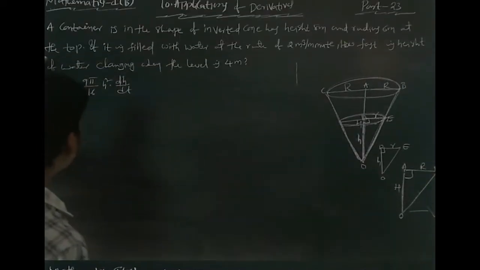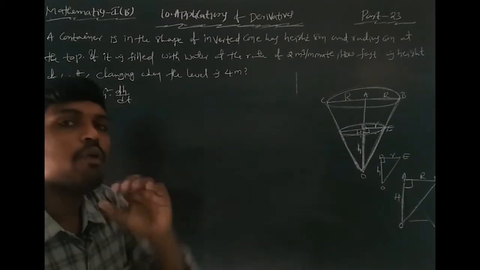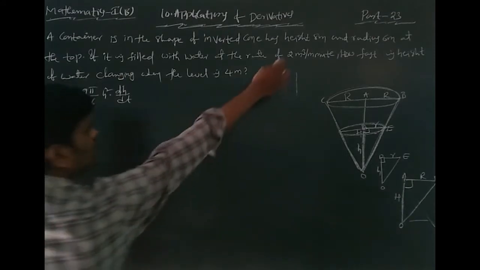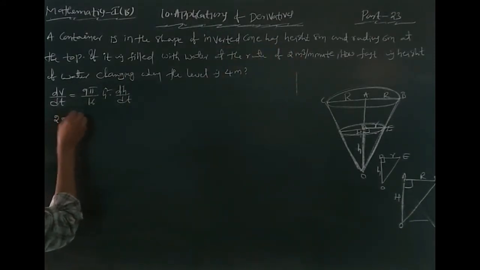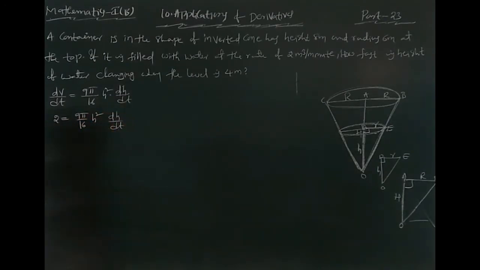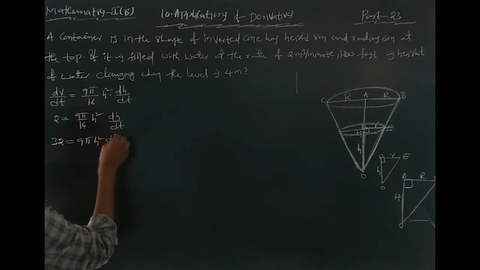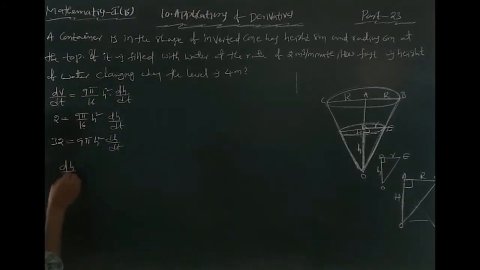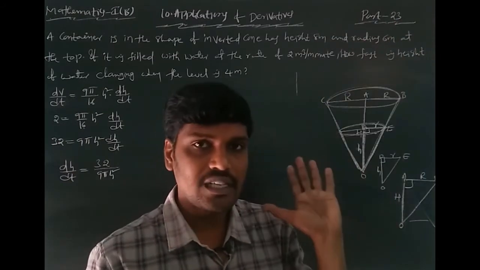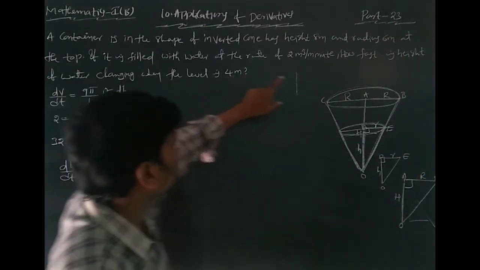Next one. Here what is the value of dh by dt? Before you go to dh by dt, first write the dV by dt value. dV by dt value, you know that 2 is equal to 9 pi by 16 into h squared into dh by dt. Then cross multiply: 16 twos are 32 is equal to 9 pi h squared into dh by dt. Then dh by dt equals 32 by 9 pi h squared. This is the rate of change of water level.